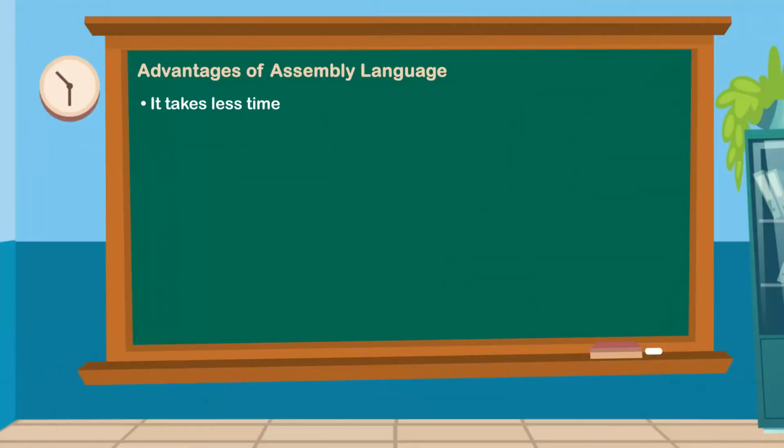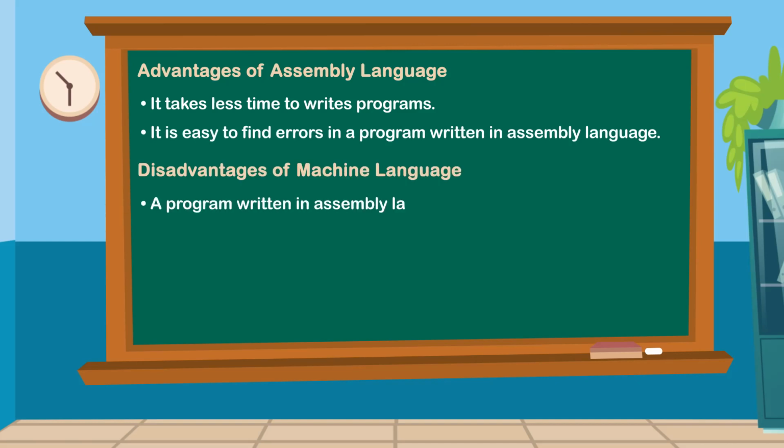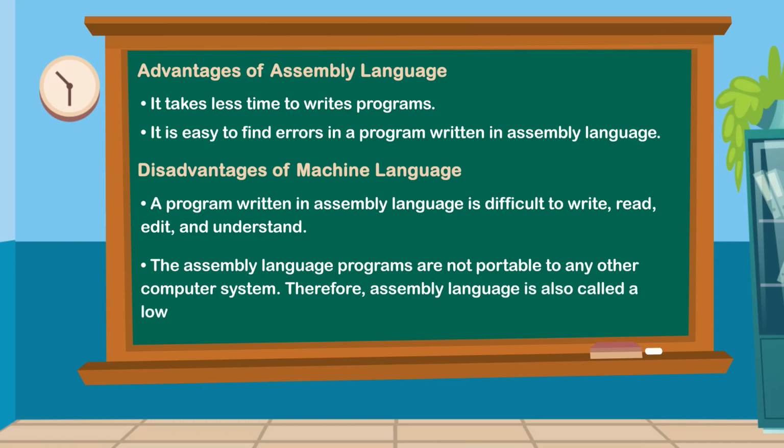Going further with its advantages, it takes less time to write programs and it is easy to find errors in a program. The disadvantages of assembly languages are: a program written in assembly language is difficult to write, read, edit, and understand, and assembly language programs are not portable to any other computer system. Therefore, assembly language is also called a low-level language.